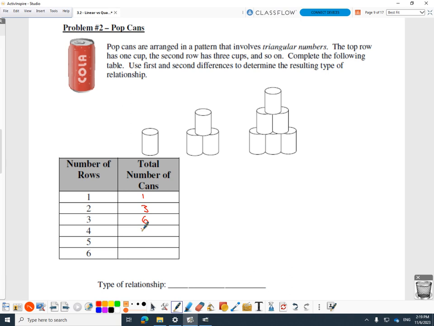Take a minute and try it. Draw the cans you need for 4 rows.